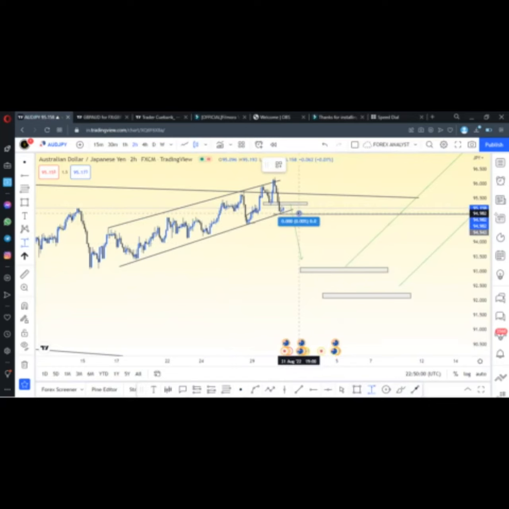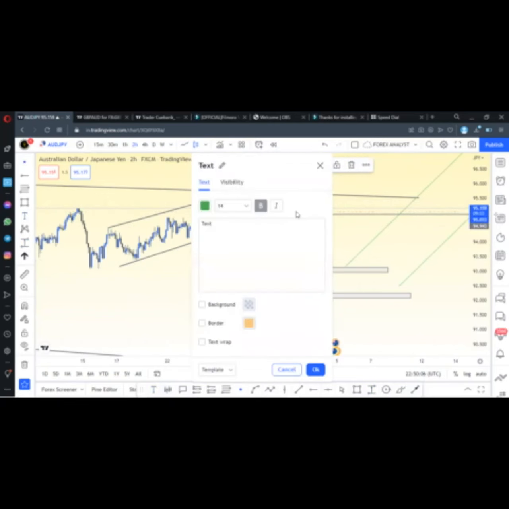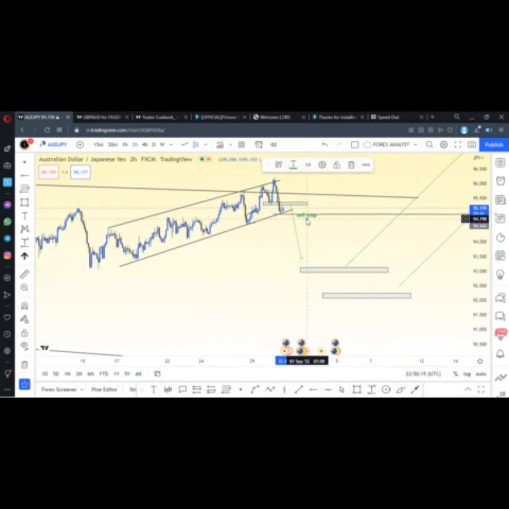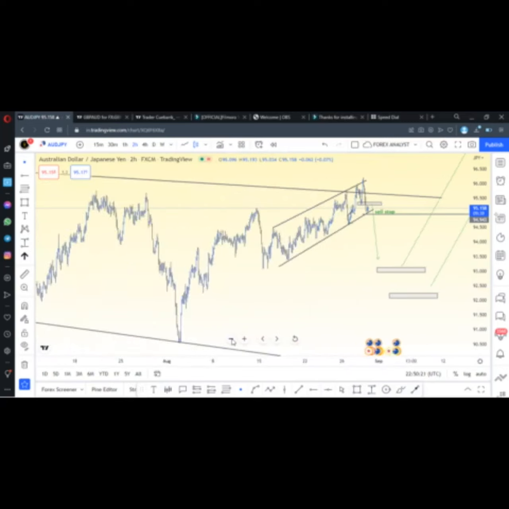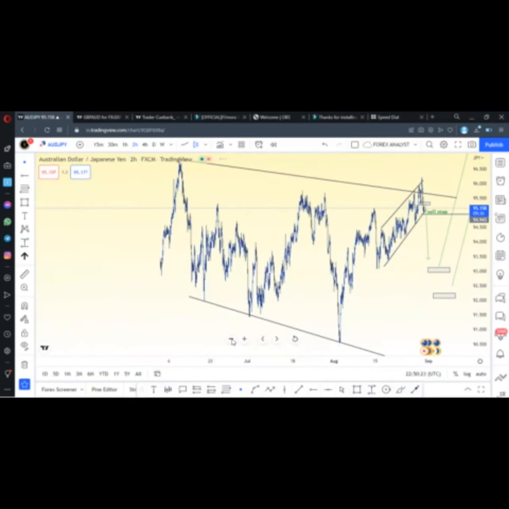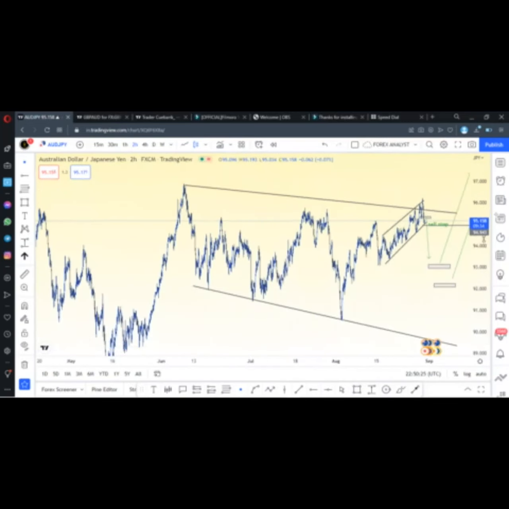might be looking for sell stops on this level right here. Definitely we'll be looking for sell stops on this level right here. So yeah, what else? So yeah, I'm still kind of bearish.